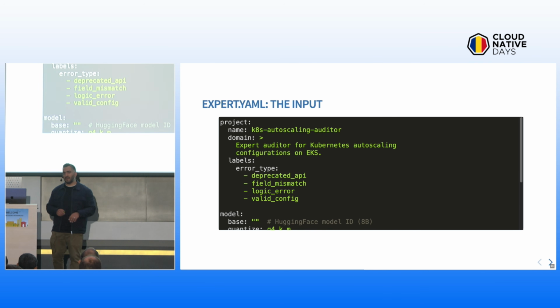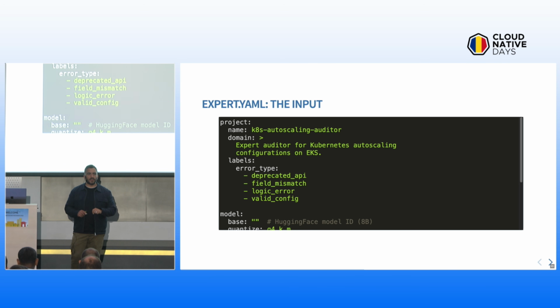So let's keep diving deep into this. The input that you need to bring to Slemify is just a YAML. I'm not going to go into all of these labels, because I'm going to show you the project later on, but you can just define the name of your model, you define what it's going to do, and then you define the labels, the base model that you're going to use to fine-tune, et cetera, right?